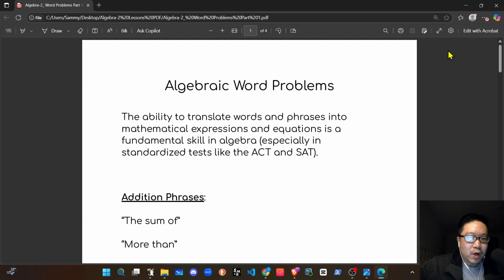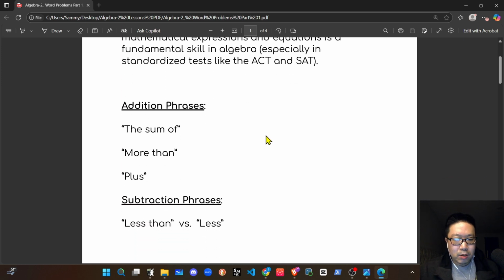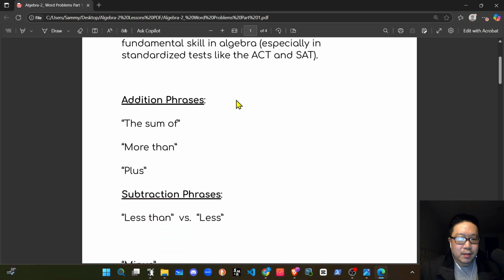Today we're going over algebraic word problems. The ability to translate words and phrases into mathematical expressions and equations is a fundamental skill in algebra, especially in standardized tests like the ACT and SAT. Today we're just going to go over some problems where we have to directly translate phrases into specific algebraic expressions. So we'll begin with the addition phrases.